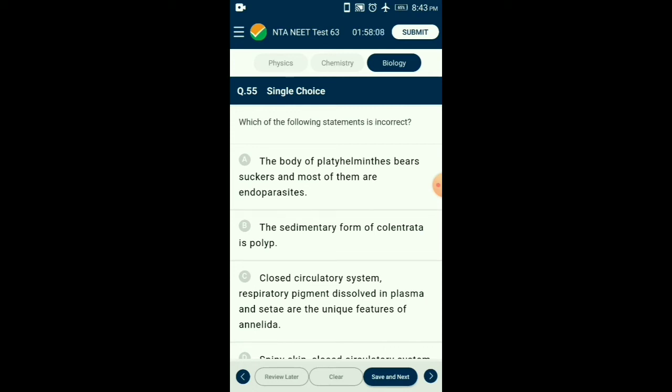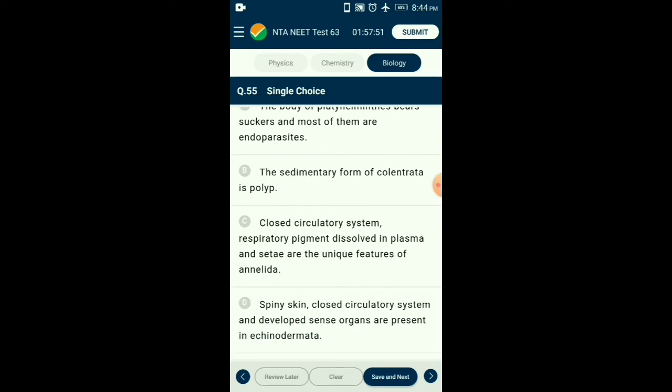Coelenterata exhibit 2 forms: sessile polyp forms and swimming medusa forms. They have a well-developed circulatory and digestive system. Body contains hemoglobin, which gives them a red color. So the answer for this question is option D: spiny skin, closed circulatory system and developed sense organs are present in Echinodermata. The statement is incorrectly given.